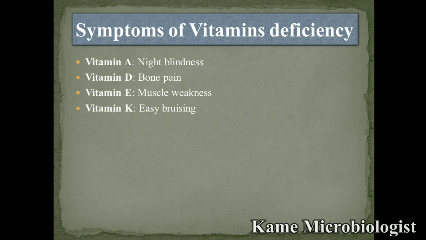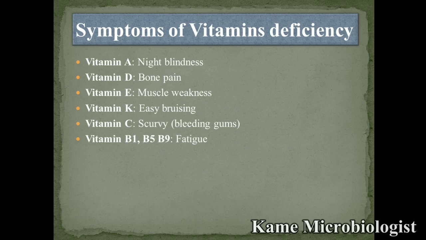Due to vitamin K deficiency, there will be bruising, which means a clotting problem as well, or the blood will not clot, or there will be increased bleeding. Vitamin C deficiency can cause scurvy, which means bleeding from the gums. Vitamin B1, vitamin B5 and vitamin B9 deficiency can cause fatigue.